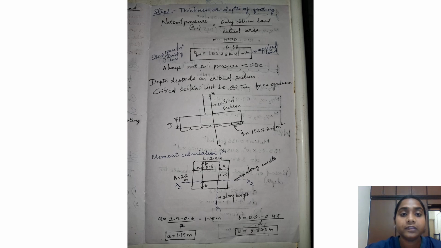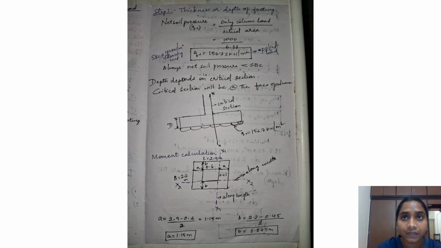In step 3, we will be determining the thickness or depth of the footing. For this, net soil pressure is equal to only column load by actual area. Column load is 1000 and the actual area is 6.38. By dividing this, we will be getting net soil pressure as 156.73 kN per meter square, where this is considered as applied load, where SBC is resisting load. Always net soil pressure should be less than safe bearing capacity.